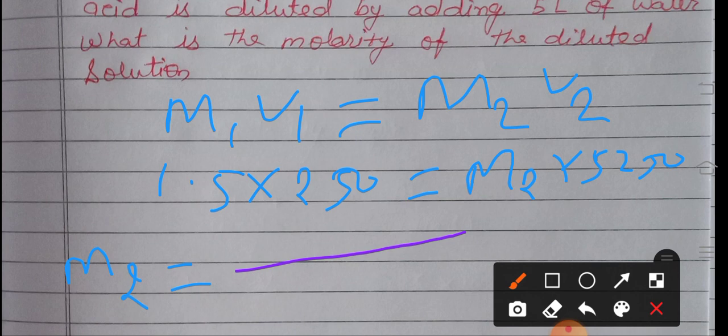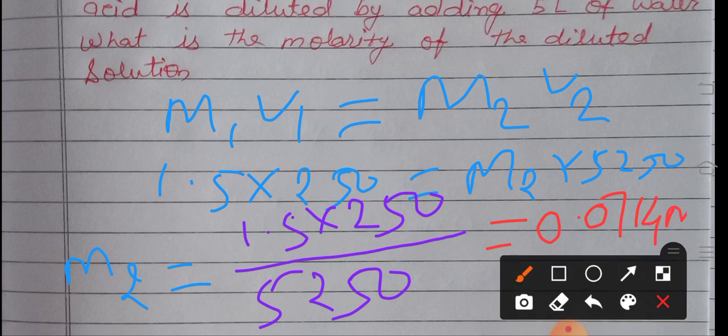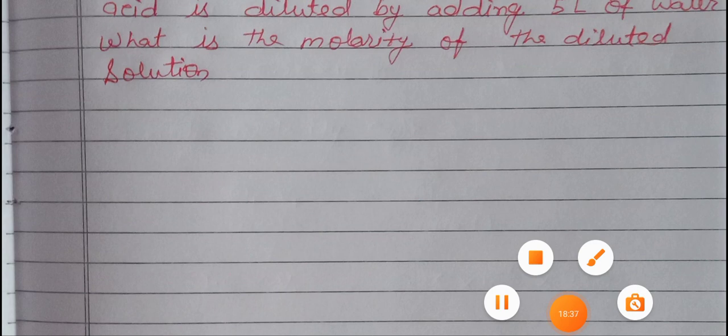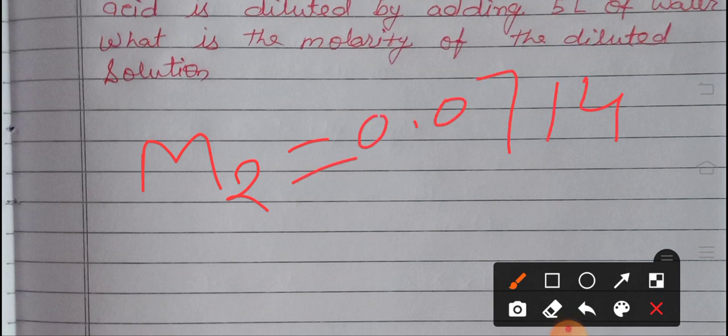Now from here M2 equals 1.5 into 250 divided by 5250. On solving this, we got 0.0714. That is the molarity of the diluted solution, 0.0714. It is the answer.